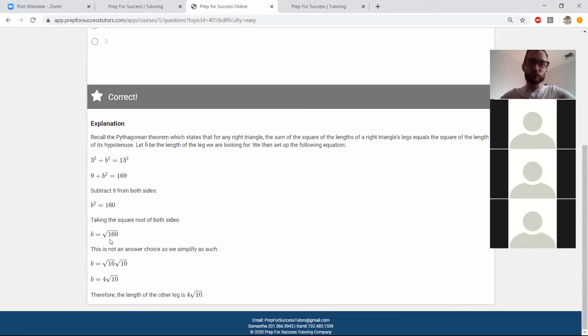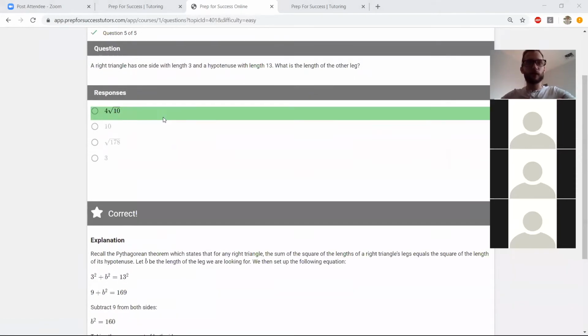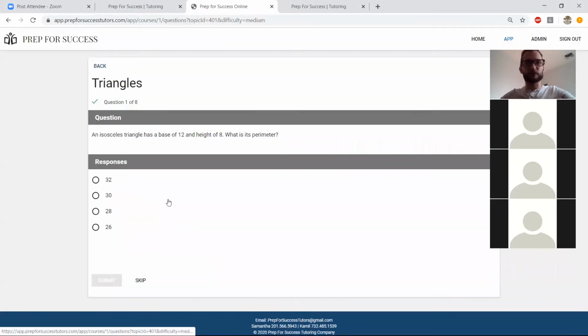Then you take the square root of 160, which they are trying to trick you guys by leaving it as 4 root 10. All you do is you pull out the 16, so you get square root of 16, which is 4, with root 10 left. Very good. Awesome. Okay, you guys are comfortable with that. No concerns there. Let's move on to medium. So that's triangle is medium.